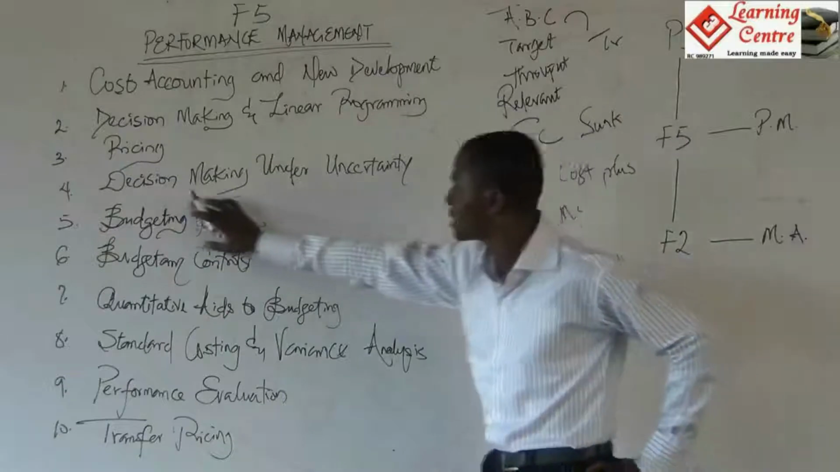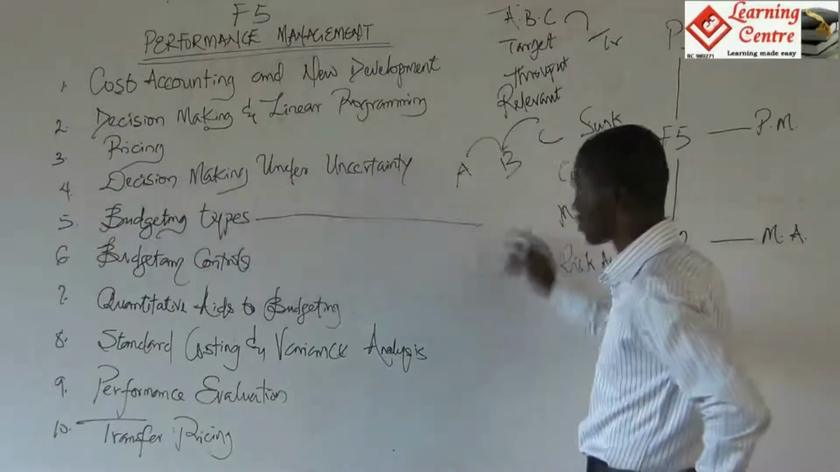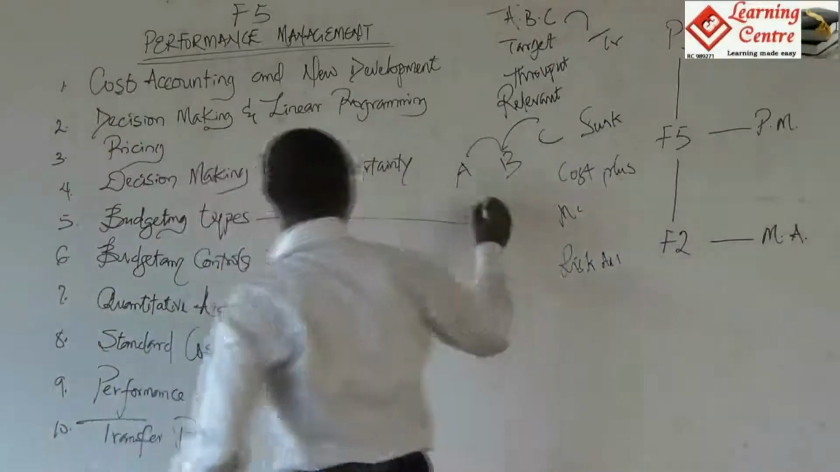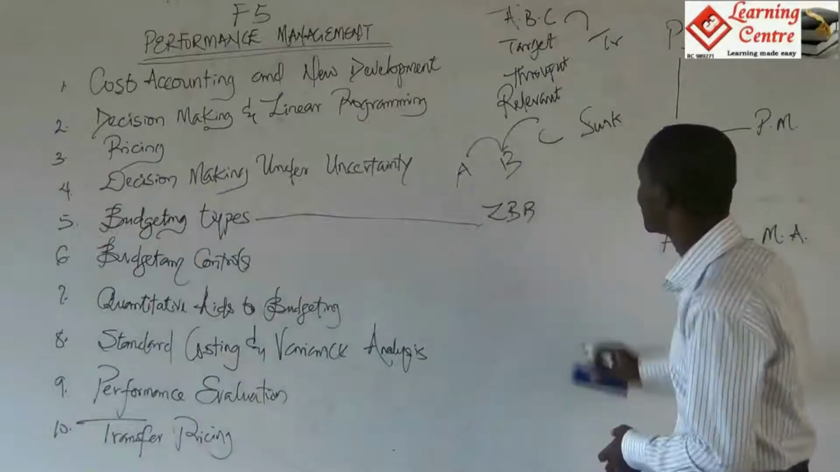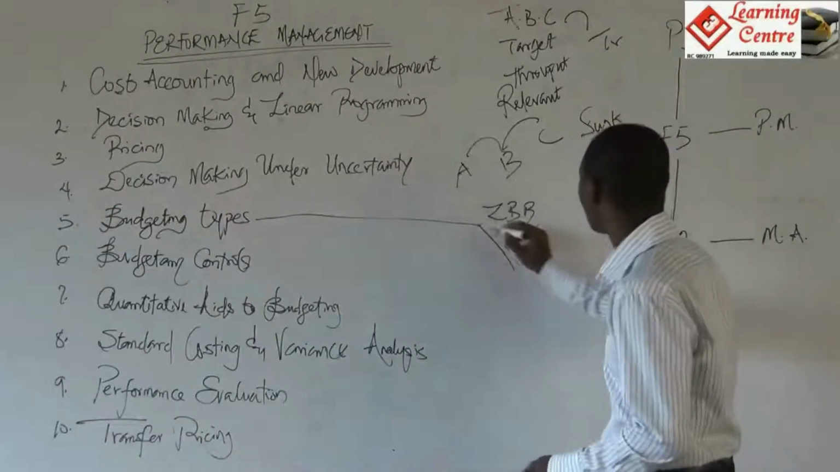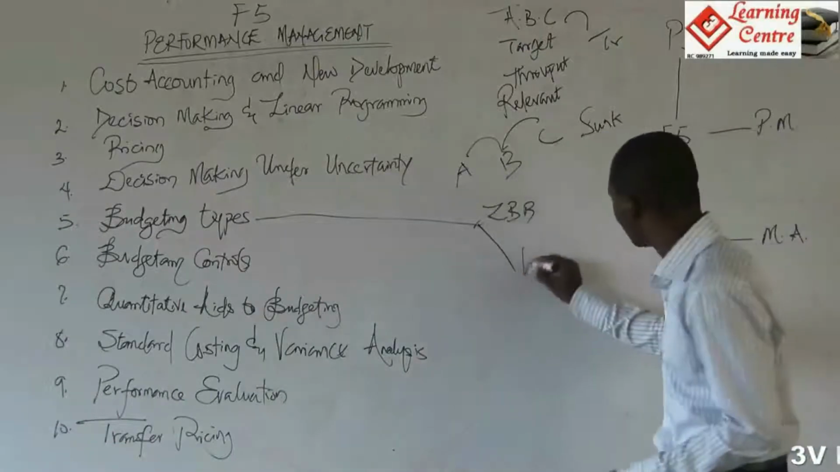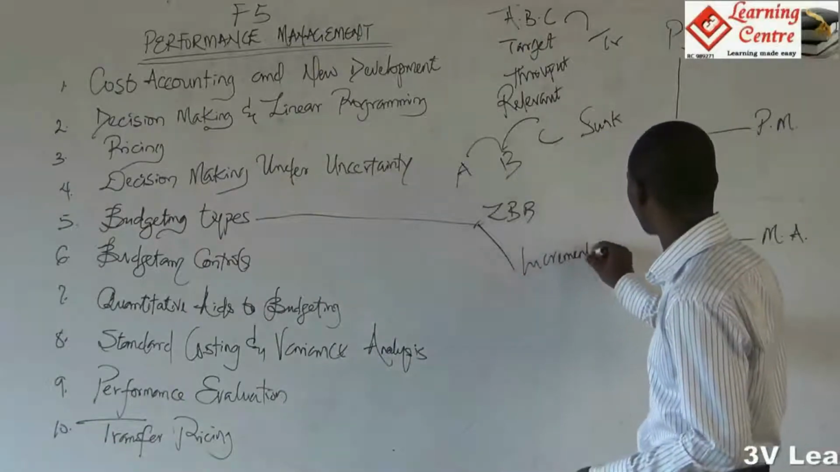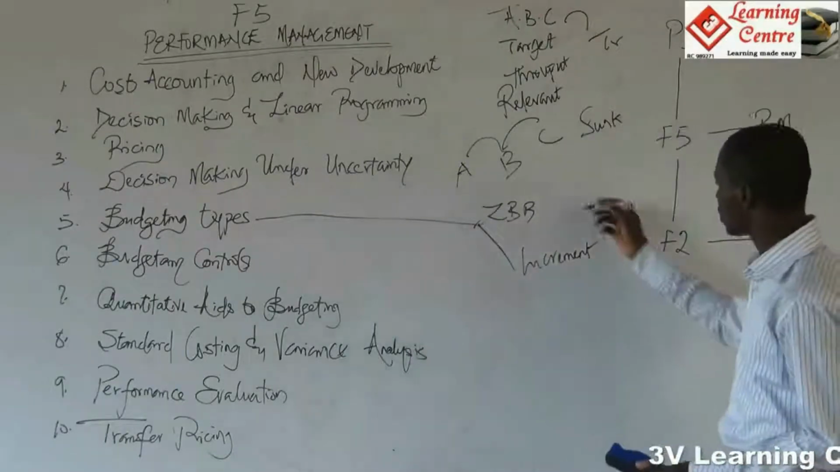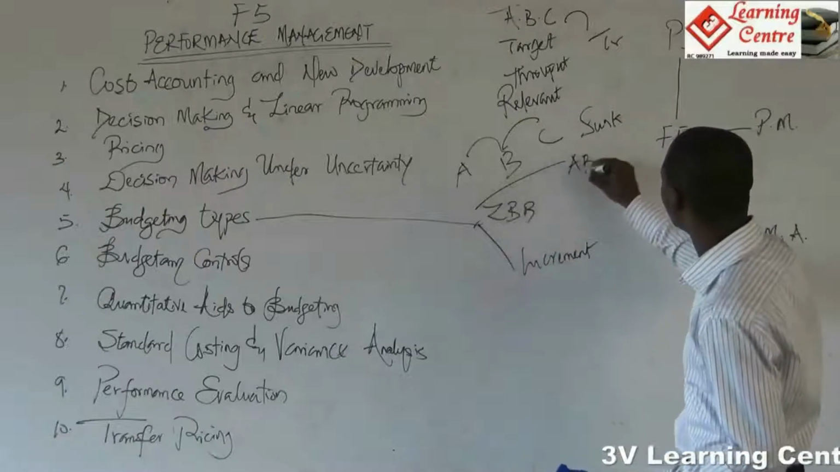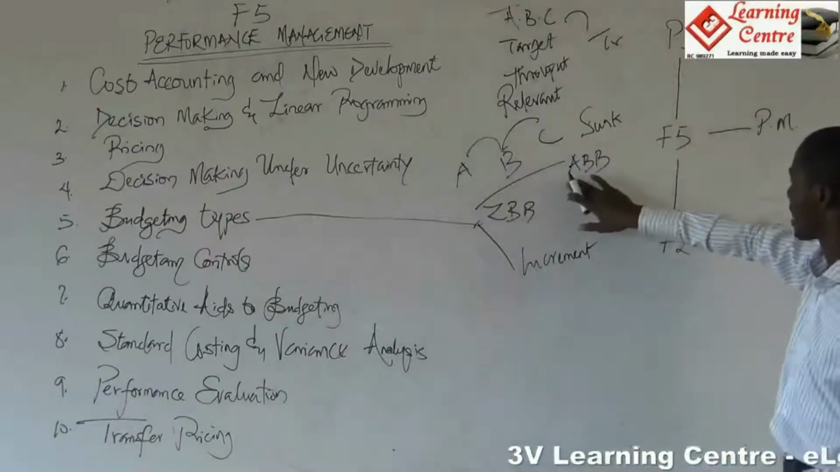Now, that is what we're going to be doing under budgeting types. Under budgeting types, we have different types of budgets. We have ZBB, which is zero-based budgeting, which entails starting a budget from afresh every time you want to prepare a budget. We have incremental budgeting, which only entails adding a markup to the previous year's budget. We also have ABB, which is a product of the activity-based costing technique. We have it as activity-based budgeting.